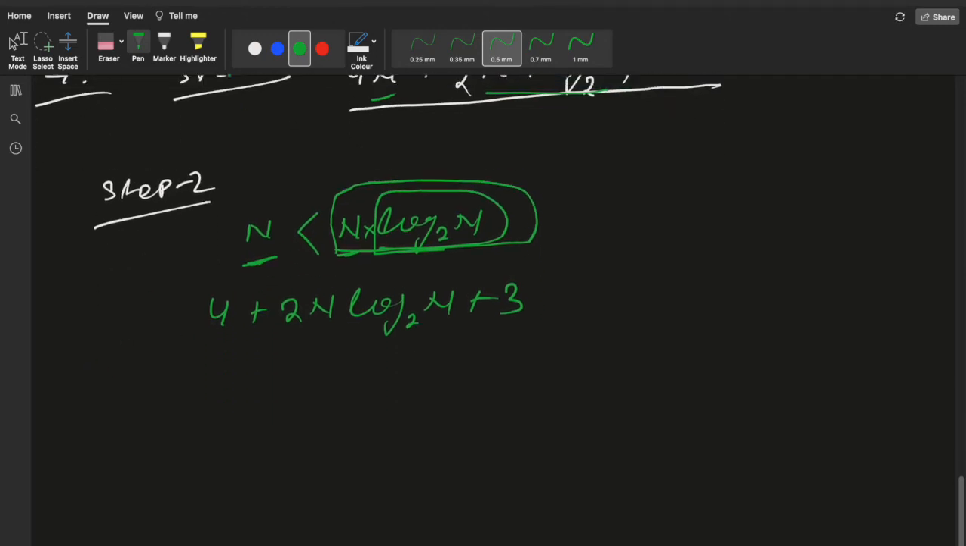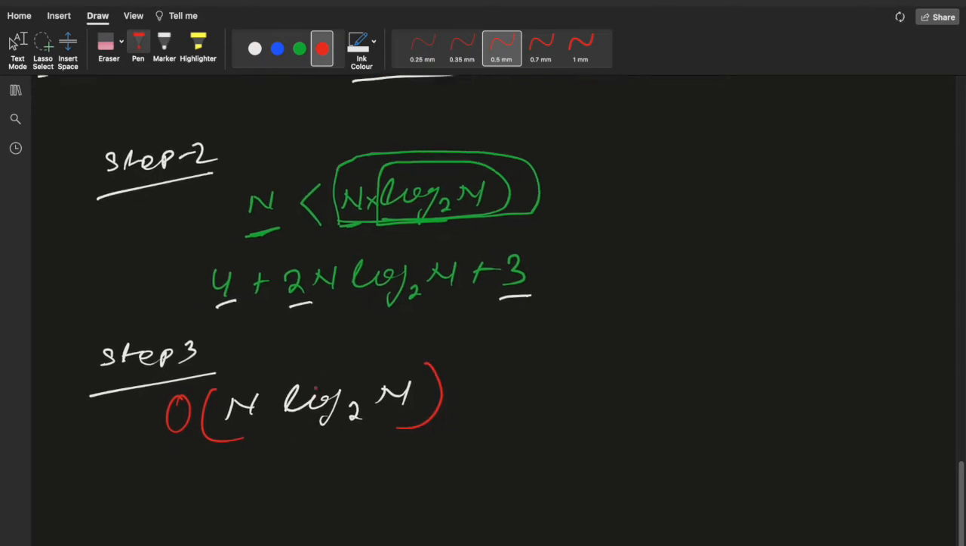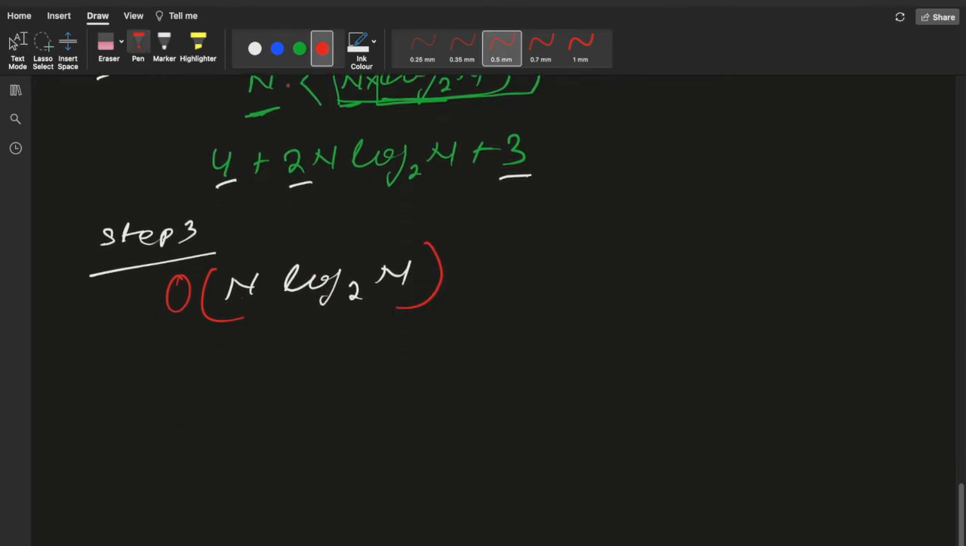Okay, now in step 3 we need to ignore the constants. So what are the constants here? 4, 2 and 3, these are the constants, right? So finally we have n log n. So my final answer will be, the time complexity will be big O of n log n. Now take another example, example 3.